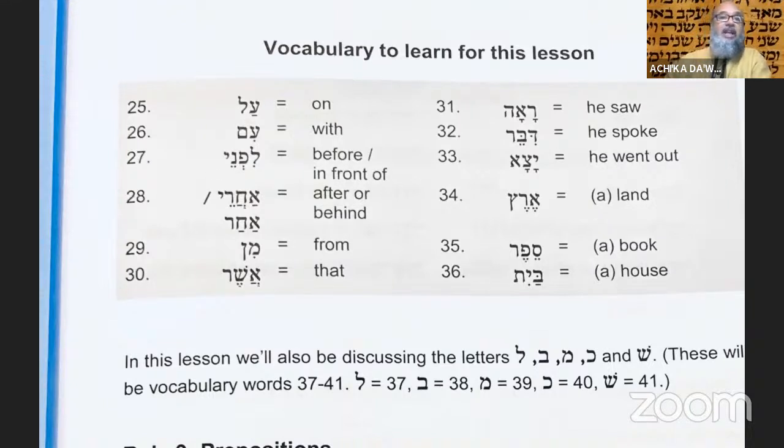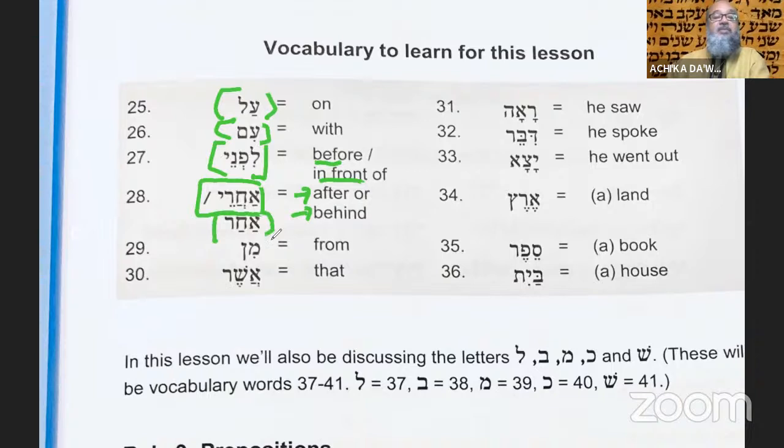Okay. And what we find is we got al. Okay. That means on, like the leaf that we had in our presentation I put together. We got im, which means with. We have lifnei, which means before or in front of. And of course, they're going to break this down. And then you have our word that we went over today, achare. That means after or behind, after death, okay, or behind something. Then we have acher, okay, which means another or other. You got min, which is from, which by the letter by itself, which is the mem, means from, okay?